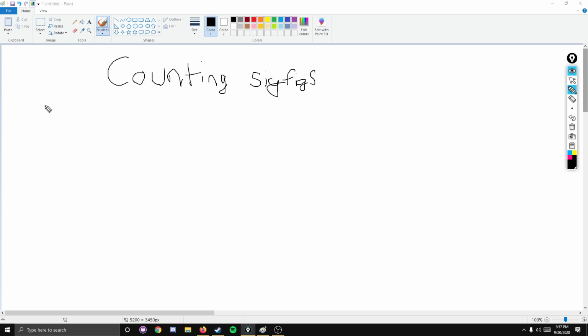Alright, so the first thing to know about sigfigs is that any number 1 through 9 is considered significant. That seems pretty simple. However, there is the matter of zeros. 0 is the only number that can either be significant or not. Okay? So I'm going to show you a few scenarios where 0 can be significant and not significant.